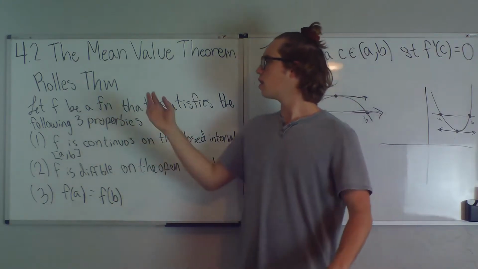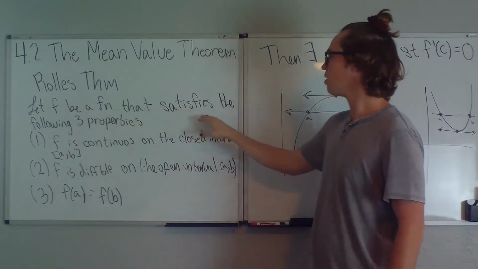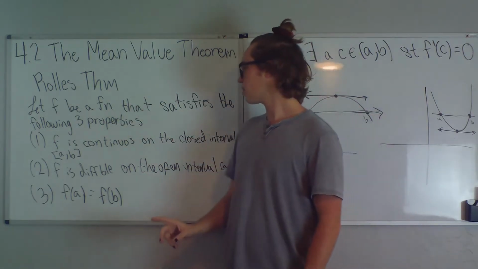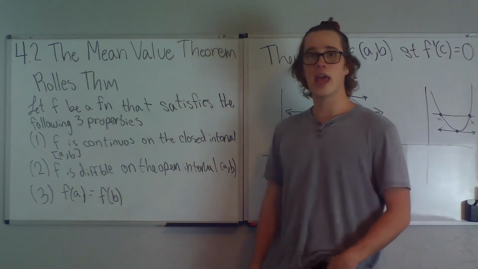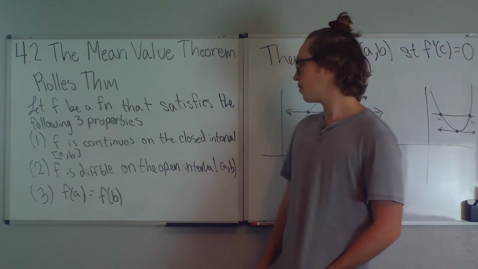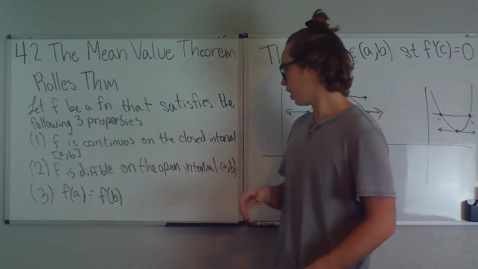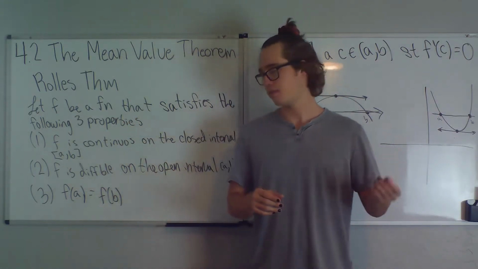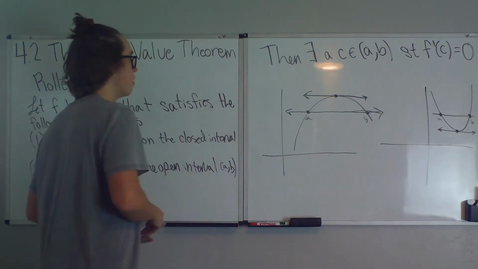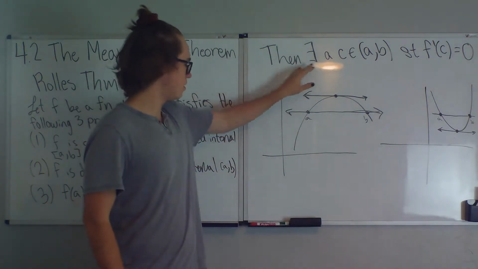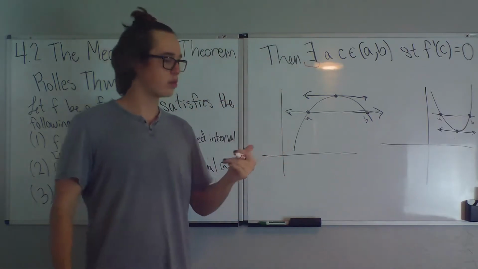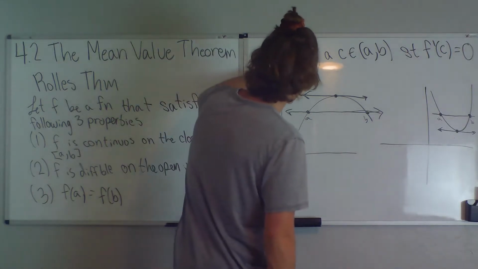And it states, let f be a function that satisfies the following three properties. 1. f is continuous on the closed interval [a, b]. 2. f is differentiable on the open interval (a, b). And 3. f(a) equals f(b). Well, then, there exists, okay, and we see this, oh god, what is this? Like backwards E thing. This means there exists.